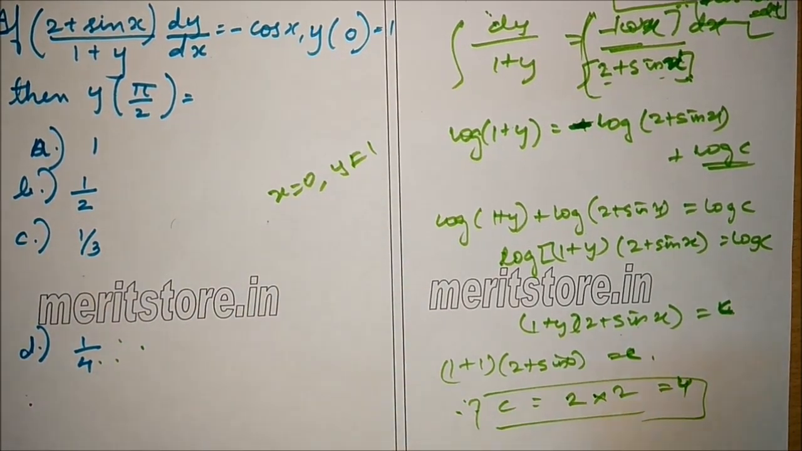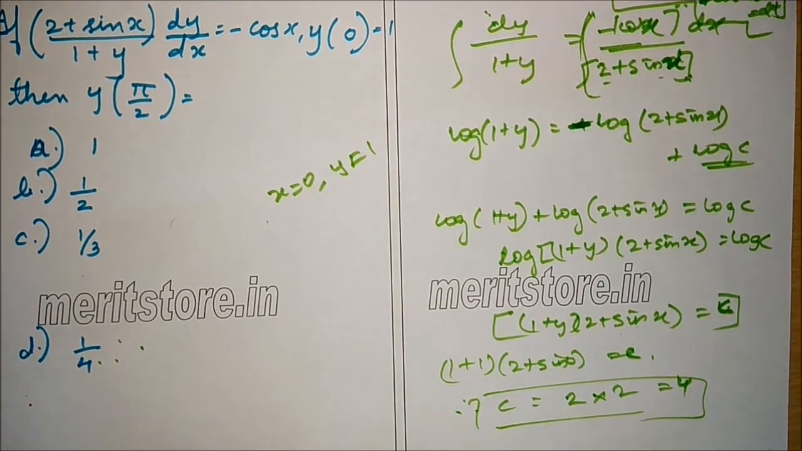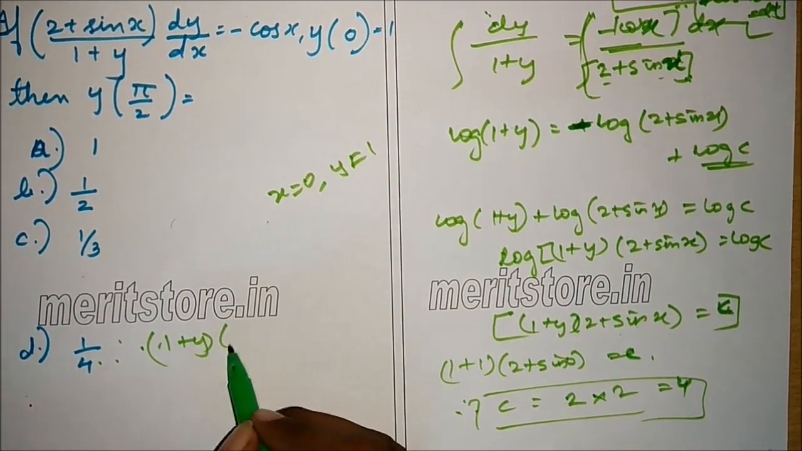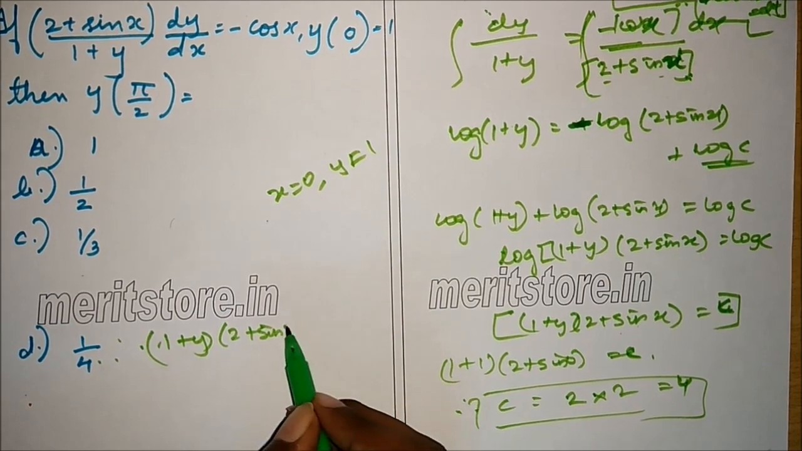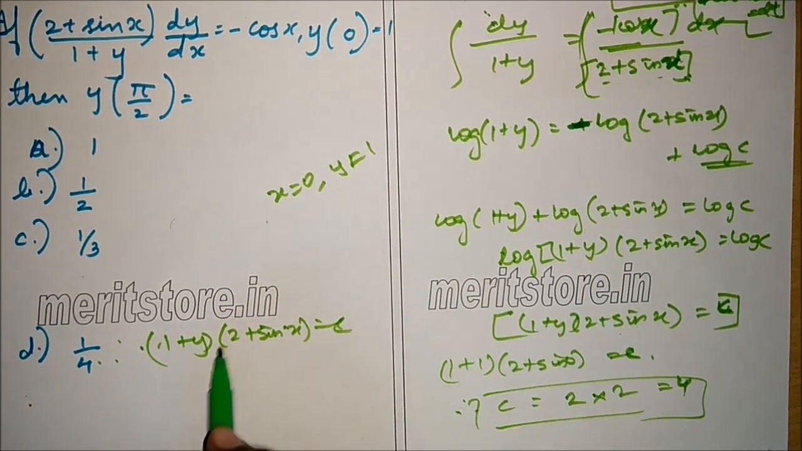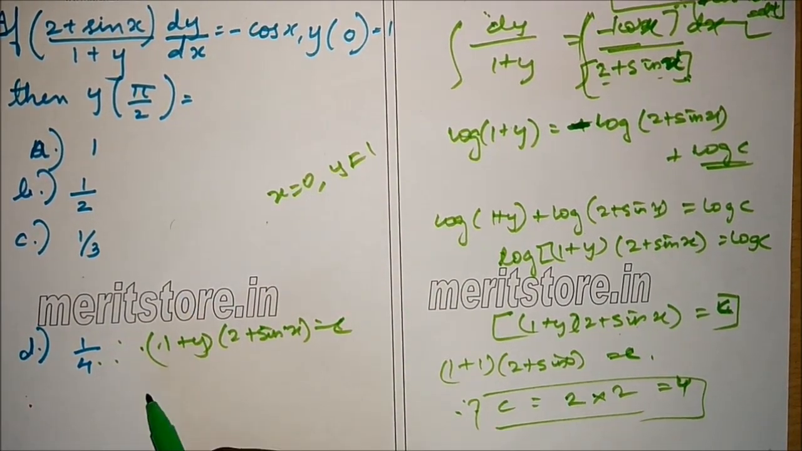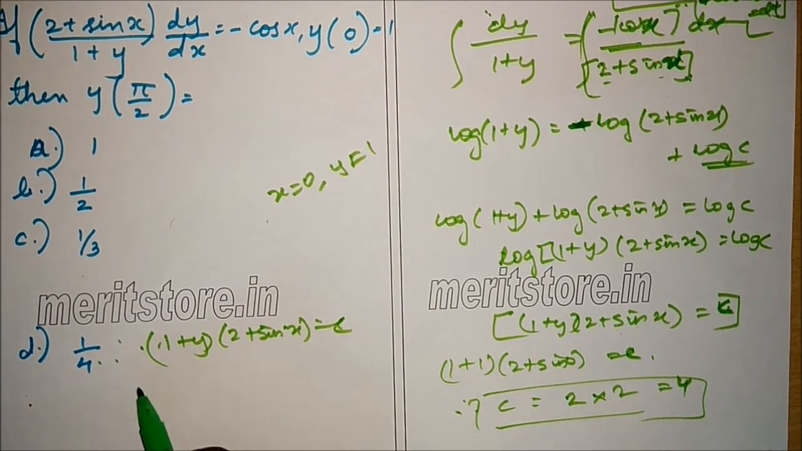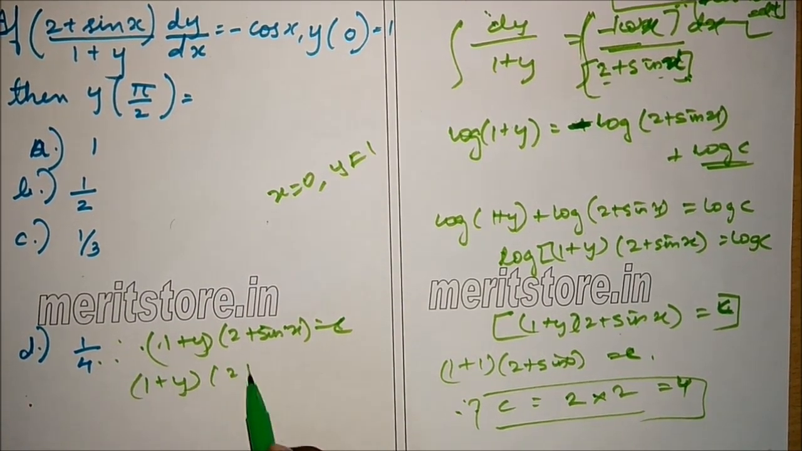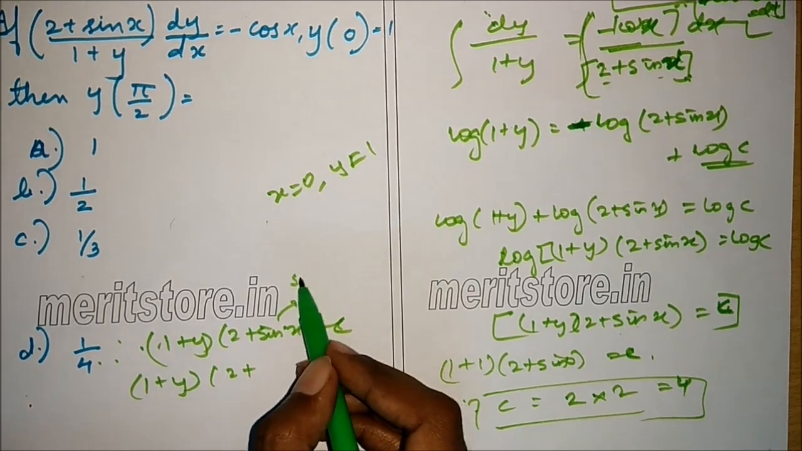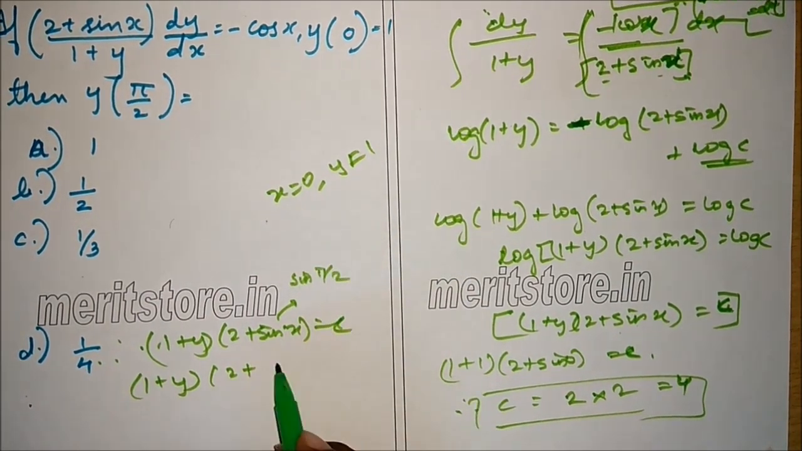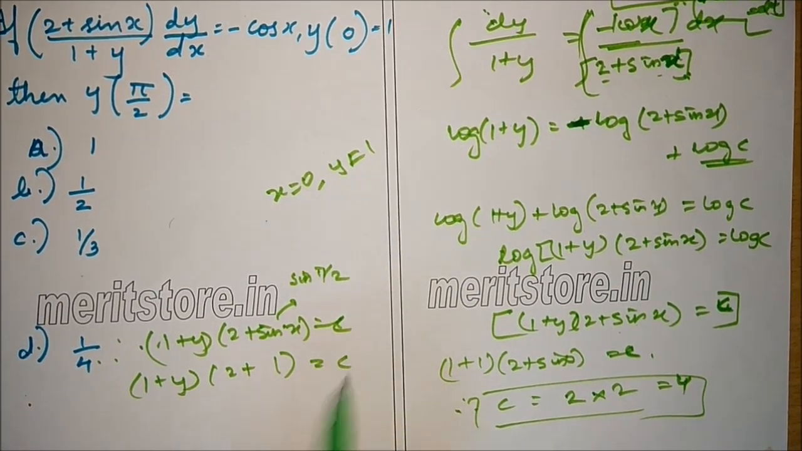So the solution equation will be 1 plus y into 2 plus sin x equals c. Now we put x equals pi by 2, so we'll be getting y. So this will be 1 plus y into 2 plus sin pi by 2. Sin pi by 2 is 1. So 2 plus 1 is equal to c, which is 4.